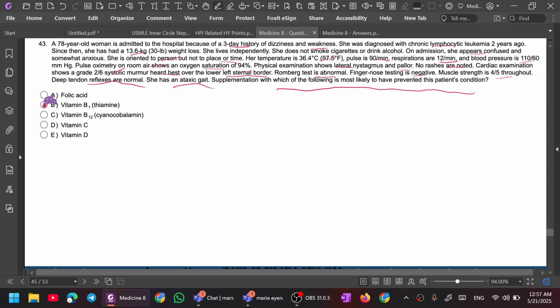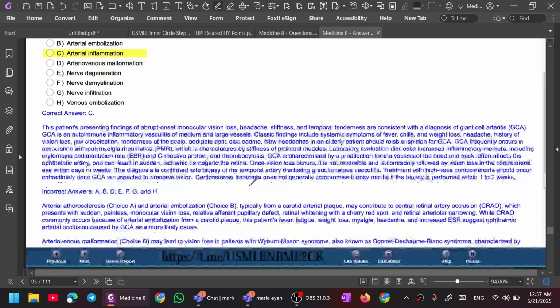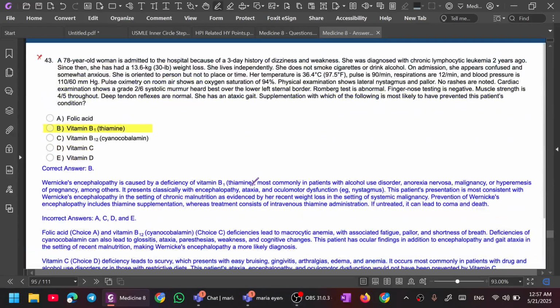Wait, you're right. It may be vitamin B1, because that is Wernicke, which is nystagmus, ataxia, and what was the other one? Lateral nystagmus, yes, ataxia. Deep tendon reflexes are normal. Why vitamin B12? You are getting my point. Yeah, right. It's probably B1, because with B12 there is ataxia, but Romberg's test is abnormal in this case. Romberg test is for any sensory ataxia, and in sensory ataxia Romberg's test is abnormal. Okay, let's see. It's B1.